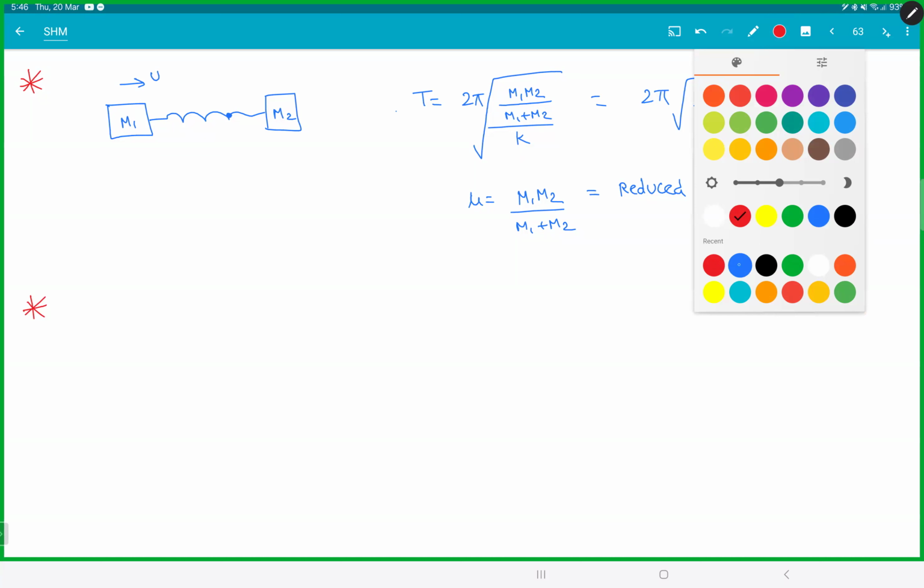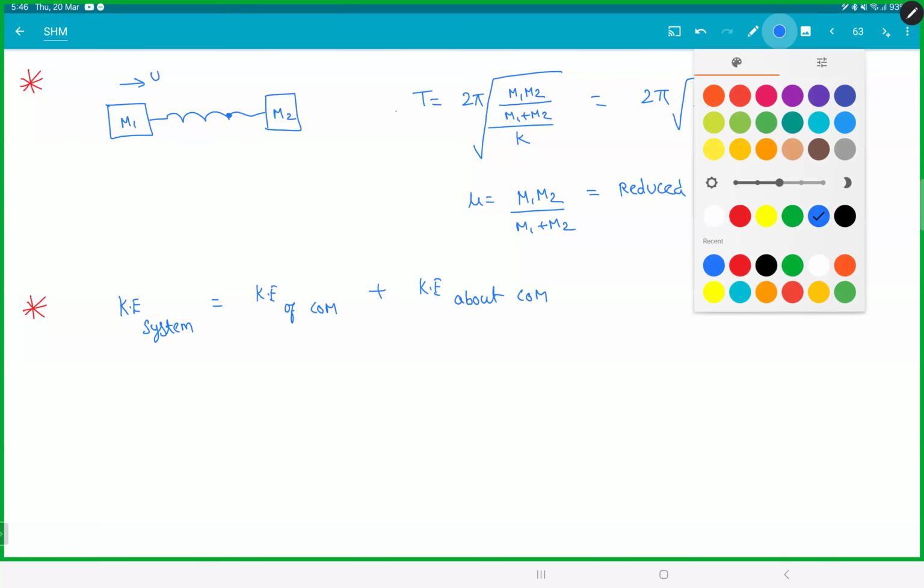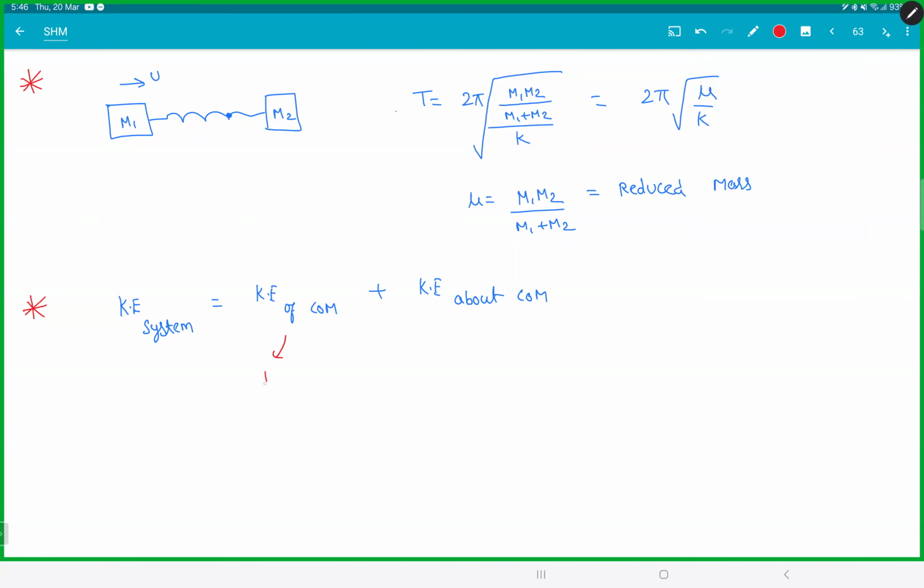Another way to do this comes from rotation. Maybe you remember this statement: kinetic energy of the system is kinetic energy of center of mass plus kinetic energy about center of mass. Do you remember this? Now, in this statement, this first term is constant. This will be half total mass times v COM square, that is half 3m v COM square. This guy is half mu square, that is the initial energy. And if you observe, this is your constant energy.